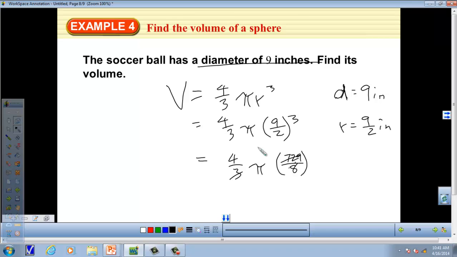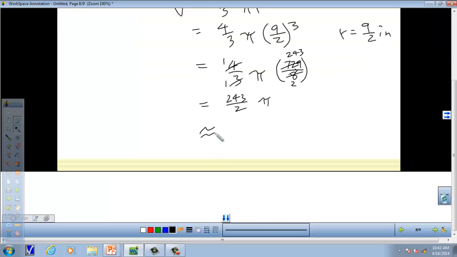729 divided by 3 gives us 243 here. And here we have a 4 and an 8 gives us a 2 there. So we end up with 243 over 2 times pi. So I'm going to divide this by 2 on my calculator. I get 121.5 times pi. And our answer is 381.70. And this time it is cubic inches.